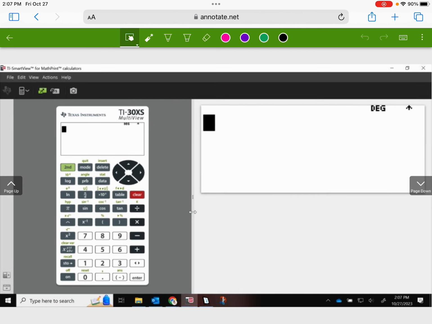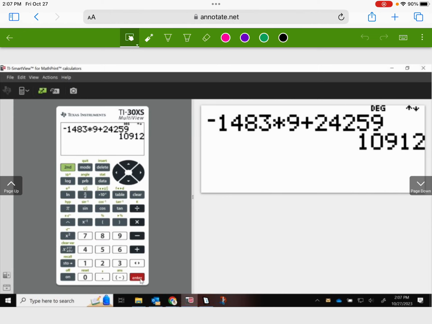There we go. So we're going to take our negative. It's this button down here. Whenever you need a negative sign, it's this guy at the bottom. 1483, times 9, plus 24259. And she should list her car for $10,912. That is, according to our data, what she should price her car at.